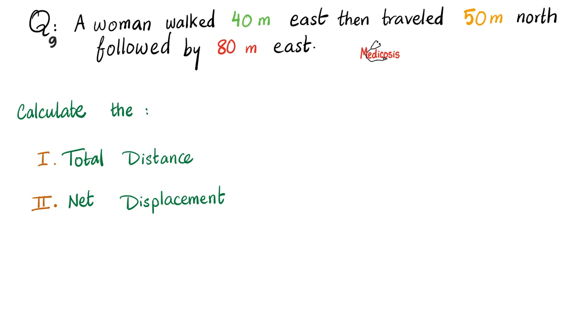Next, a woman walked 40 meters east, then traveled 50 meters north, followed by 80 meters east. Please calculate the total distance and the net displacement. Pause and try to answer this yourself.